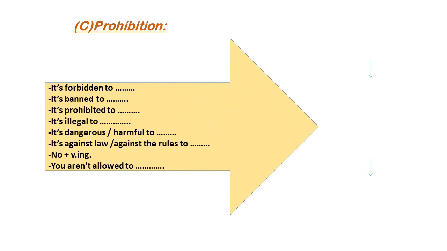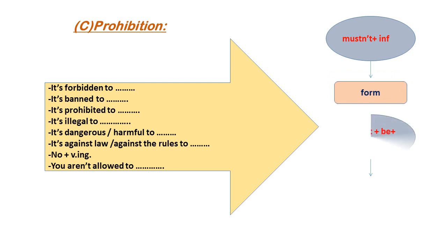Now we have the prohibition. The prohibition means منع أو تحريم. We use mustn't plus the infinitive to express the prohibition, and the passive form is mustn't plus be plus the pp.